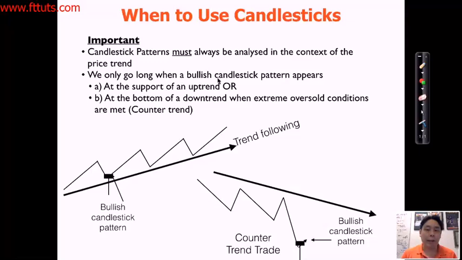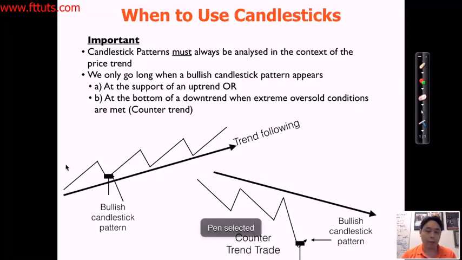when we have a bullish candlestick pattern that appears at the support of an uptrend. That means at the dip of the uptrend, or at the bottom of the downtrend when extreme oversold conditions are met. And that would be a counter trend trade.